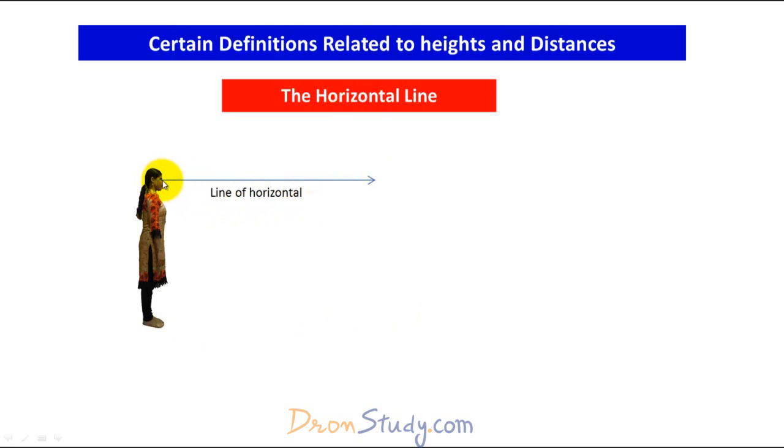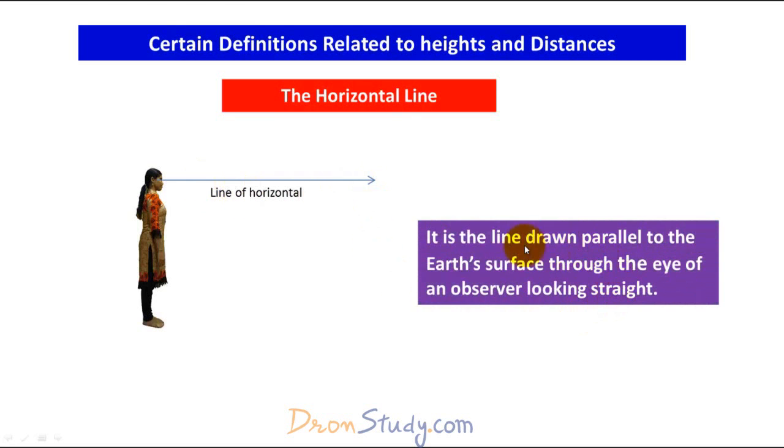It means when an observer looks straight, parallel to the earth's surface, then this line formed is called the horizontal line. Therefore we can define the horizontal line as the line drawn parallel to the earth's surface through the eye of an observer looking straight.